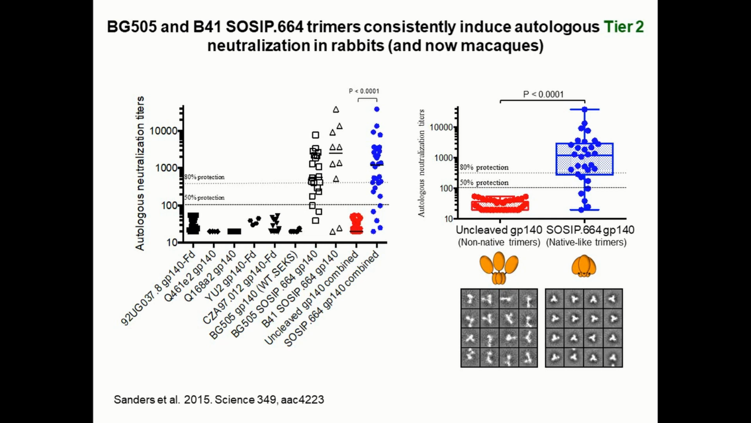This is the autologous antibody response, the ability to neutralize the same resistant virus, a tier 2 virus. A tier 2 virus is resistant to neutralizing antibodies. And anyone can make antibodies that neutralize the easy lab-adapted viruses. That's trivial. We could do that 25 years ago. But that's not a solution. We need to neutralize the hard-to-neutralize tier 2 viruses that are transmitted between people.